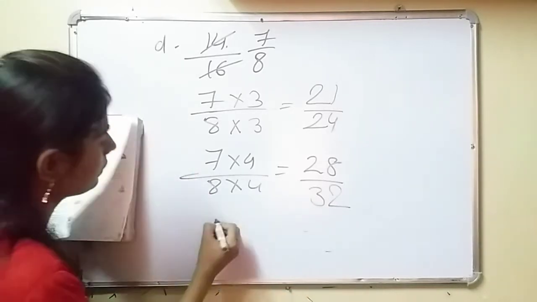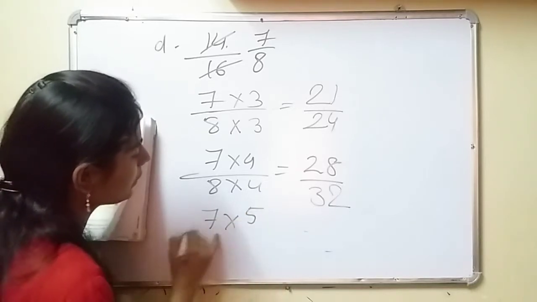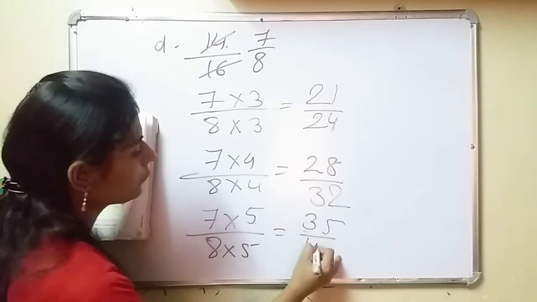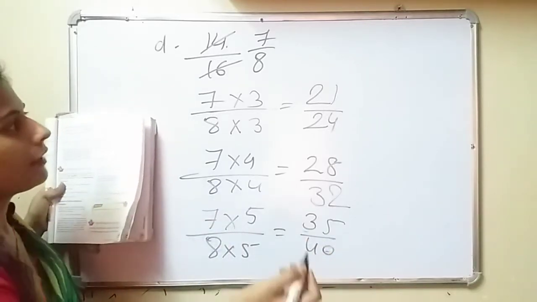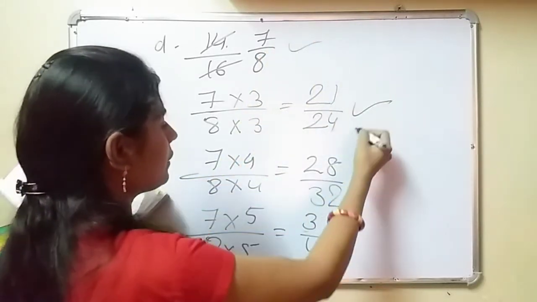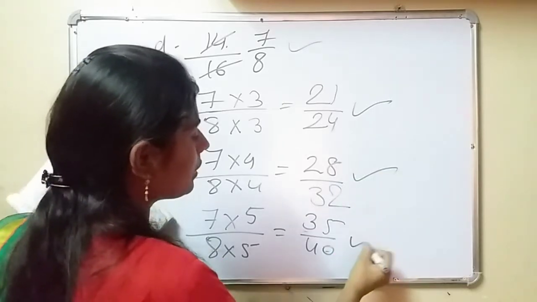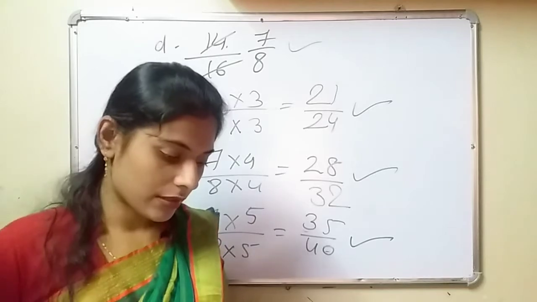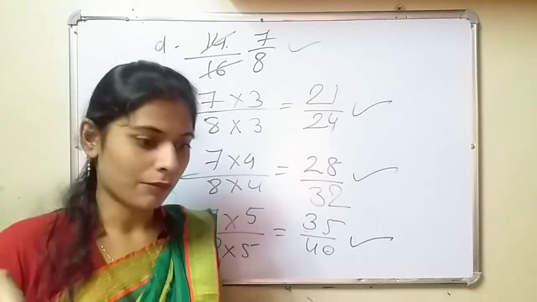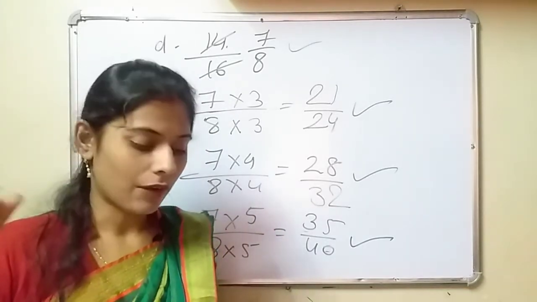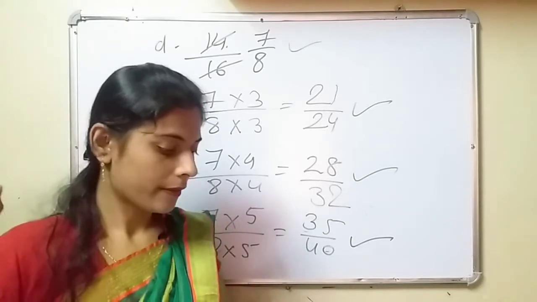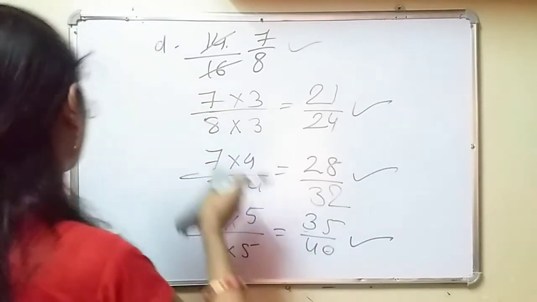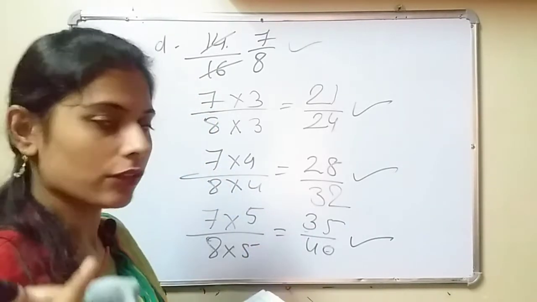Now see, 7 multiplied by 5, 8 multiplied by 5, that is 35 by 40. So the next 4 equivalent fractions are 7 by 8, 21 by 24, 28 by 32 and 35 by 40. When you get any fractions that can be divided by the same number, divide it, and after that take out the fractions. Now see, reduce each of the following fractions to their lowest term. Remaining questions E and F, you also have to solve.